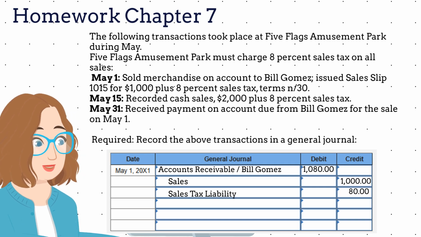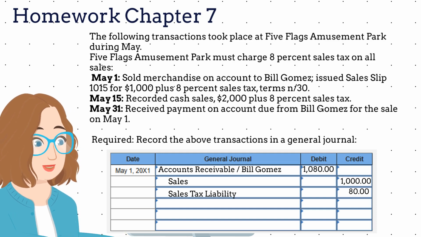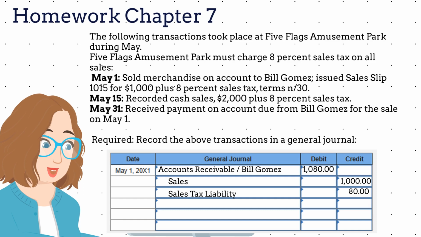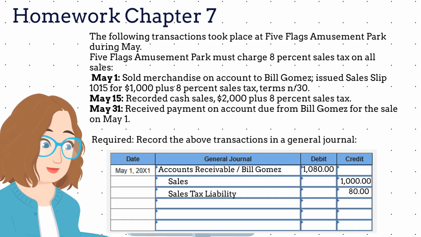It is very similar to the first transaction, but instead of debiting accounts receivable, we would debit cash. The last transaction debits cash because cash is received for the on-account sale and we credit accounts receivable.